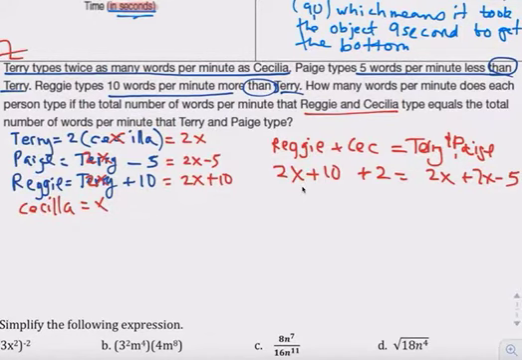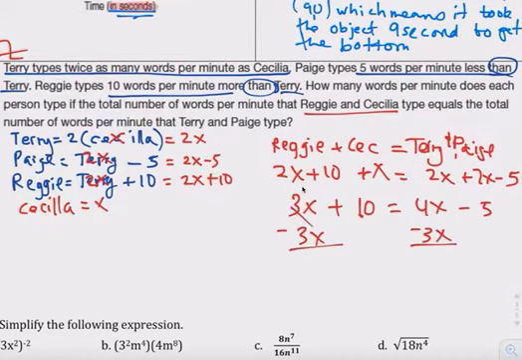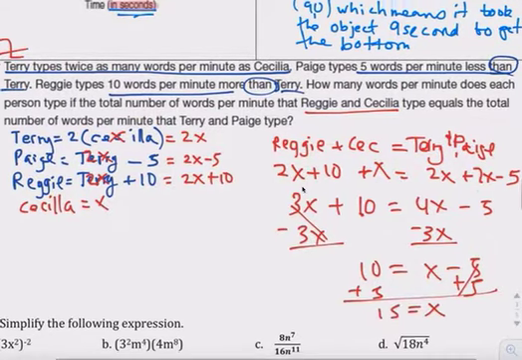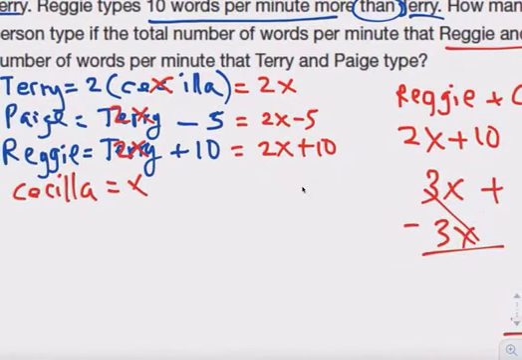Oh, why did I put 2 for Cecilia? Cecilia, I meant to put x. I'm tired, that's what it is. So 3x plus 10 equals 4x minus 5. Okay, so minus 3x, 10 equals x minus 5, add 5, x equals 15, and x belongs to Cecilia. So Cecilia has 15.